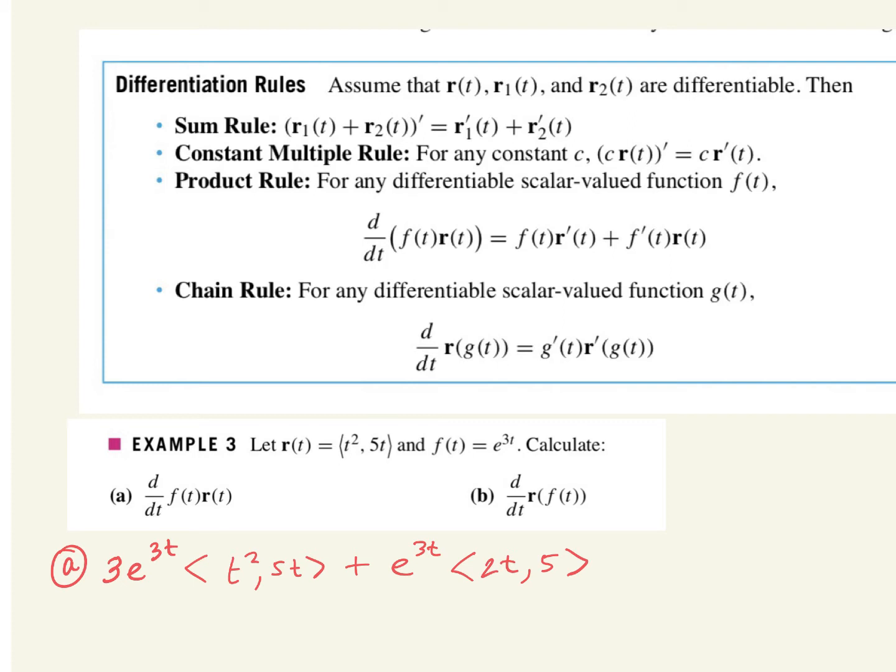I do have a common factor of e to the 3t, that's fine. I can put my coefficient, my 3, inside of this vector, and I can also add my components together. So I could come up with a final answer of e to the 3t times, we would have a 3t squared plus the 2t for our first component, comma, e to the 3t times 15t plus 5 for our second component.